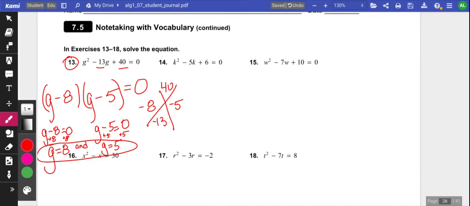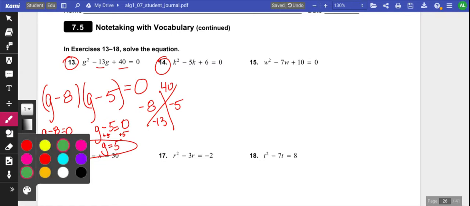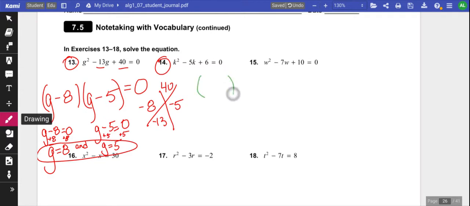So really, you're factoring, and then you're setting each of these factors equal to 0. Let's do one more, just kind of a normal one. Let's do 14. These are all kind of the same. We've got k squared minus 5k plus 6 equal to 0. So again, I need to think, what are my two binomials going to be? And then solve each one, set each one equal to 0.